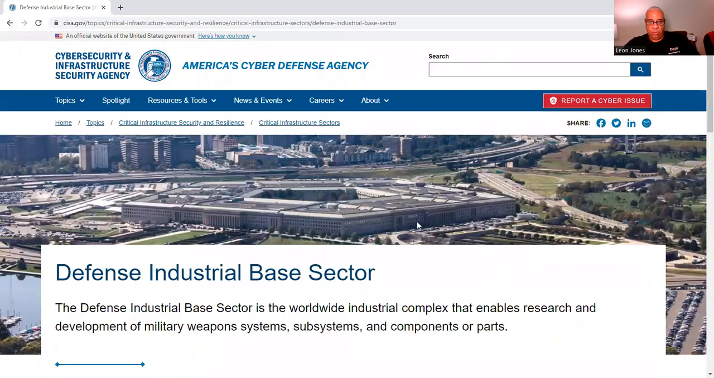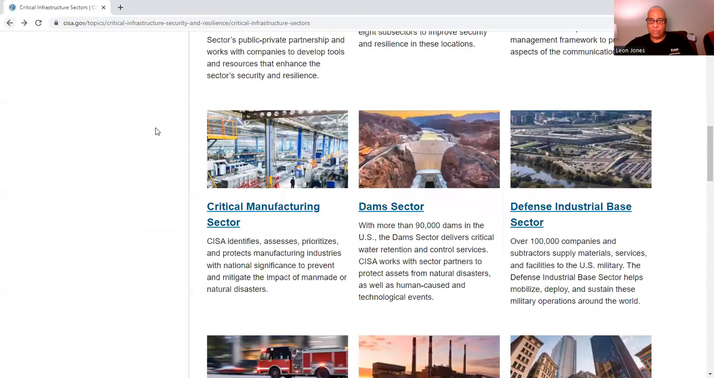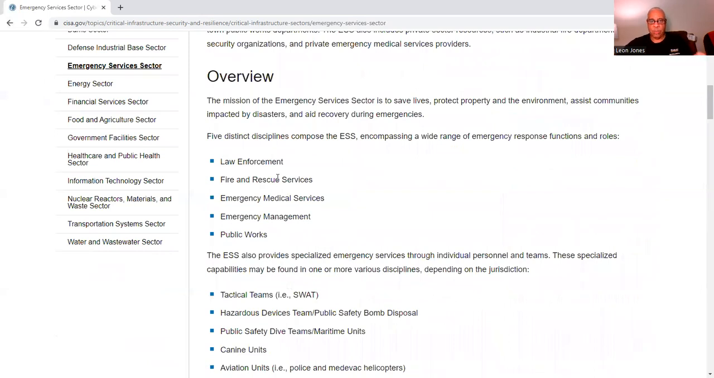Your defense, well, basically, you're dealing with your Department of Defense. These are the contractors that make military equipment for the Department of Defense. Emergency services, again, law enforcement, fire and rescue services, emergency medical services, emergency management, public works.